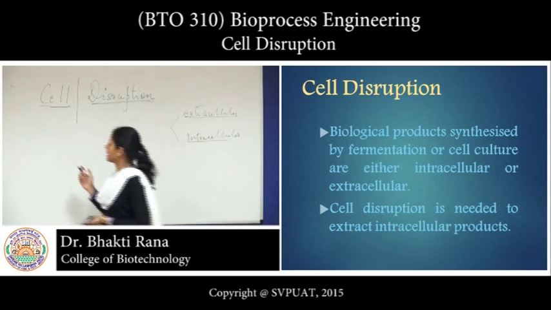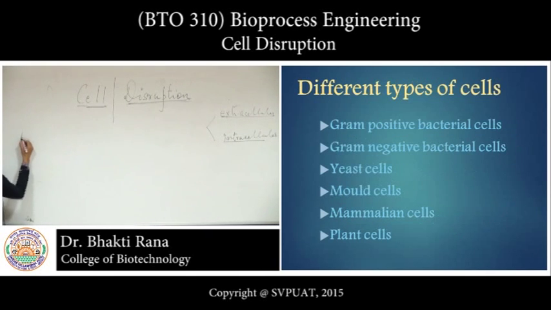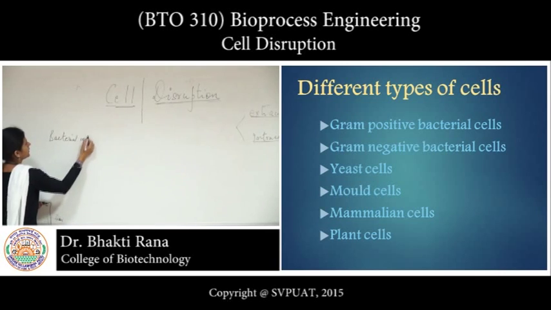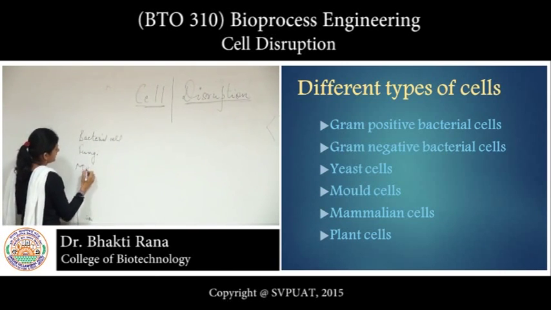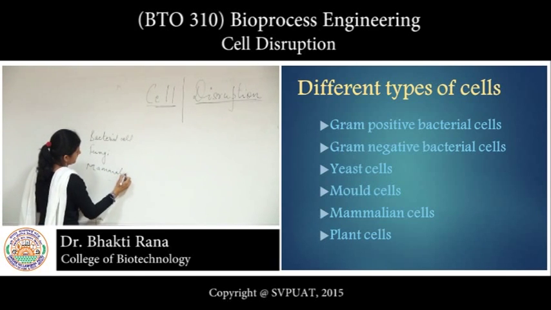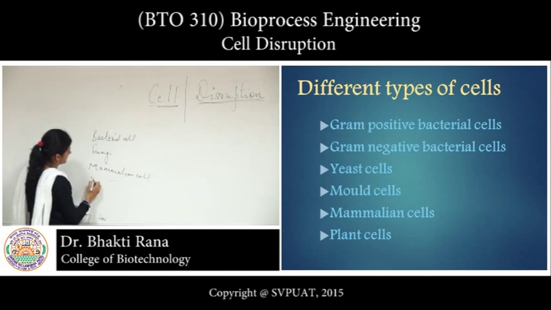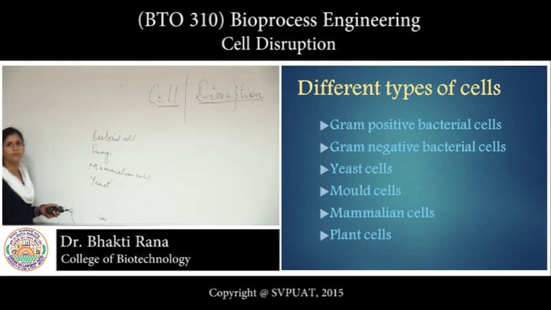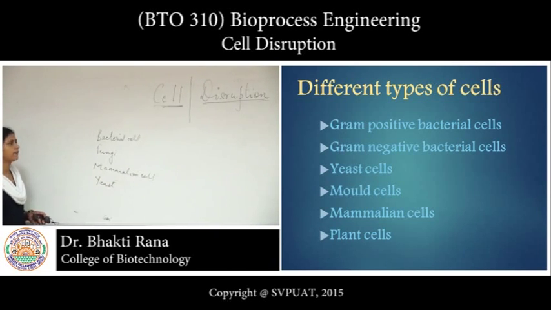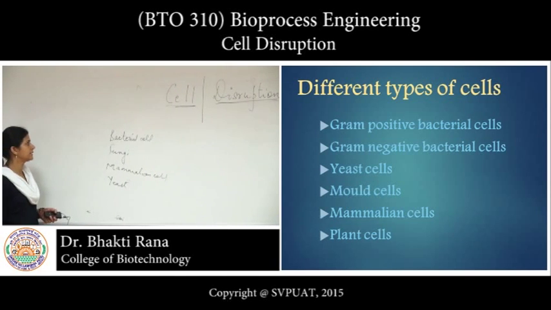For example, you have different types of cells like bacterial cell, then you have fungal cell also, then you have mammalian cell, then yeast is there. Different types of cells are there that you have to disrupt to get the biosynthetic products, and for that you have to disrupt the cell.